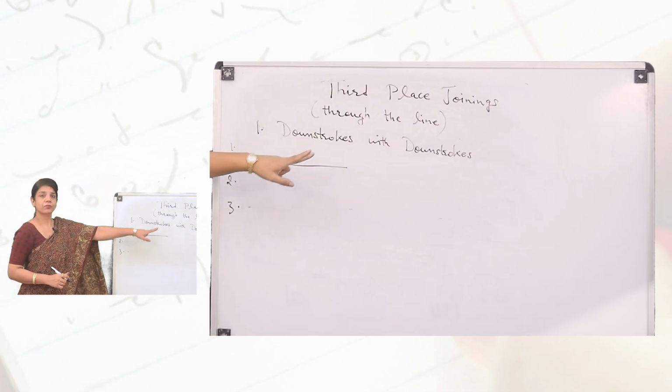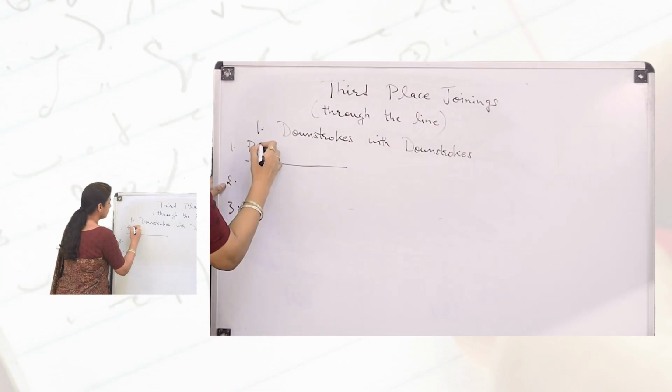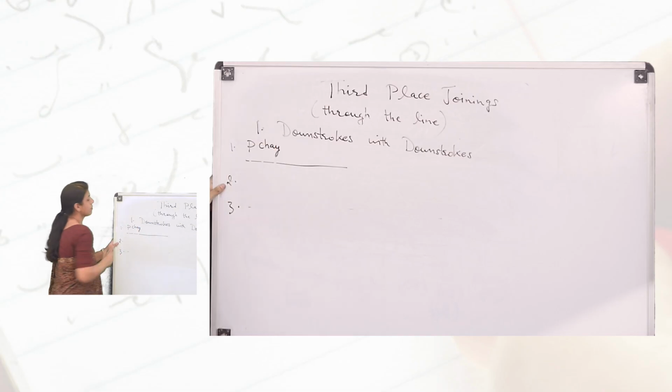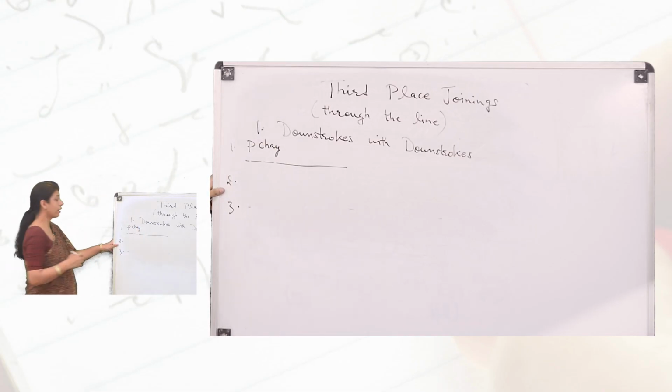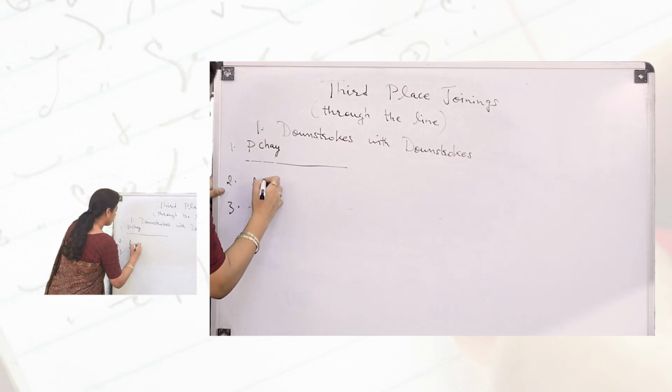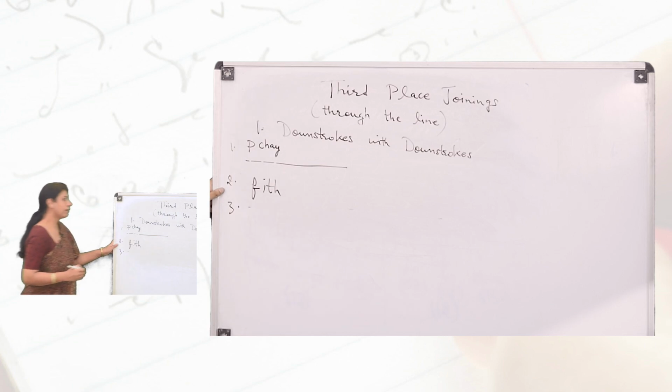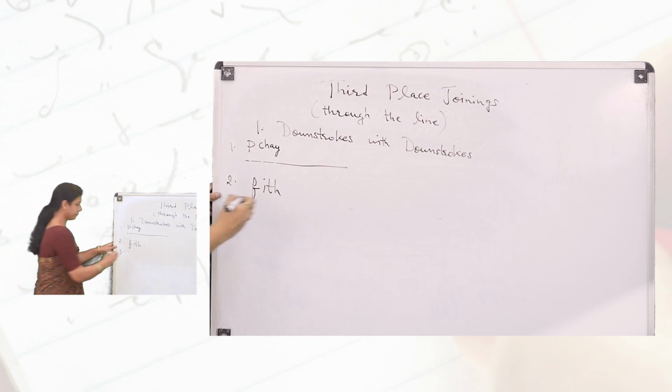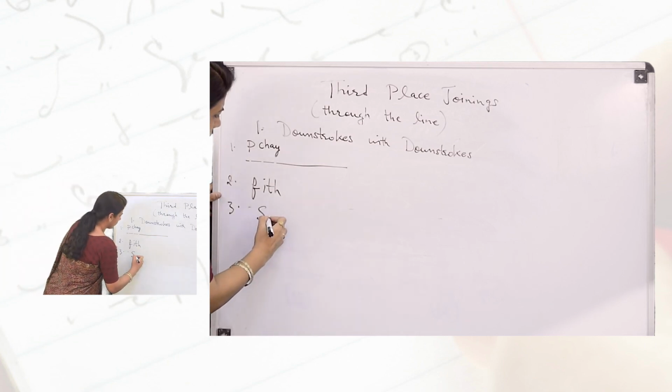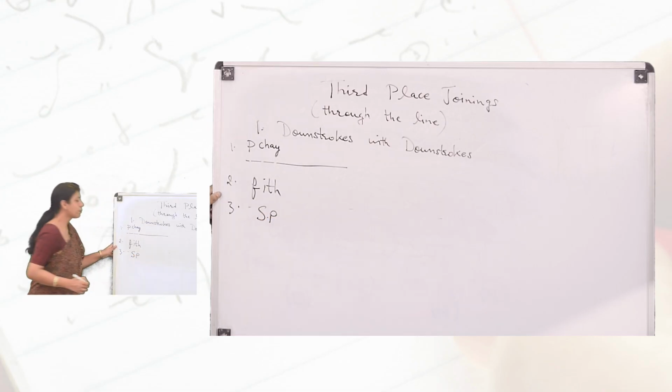Now downstrokes with downstrokes, P and che. Let's take the first example as P che, both are downstrokes. Then F and it. And next we can take the example of S and P.